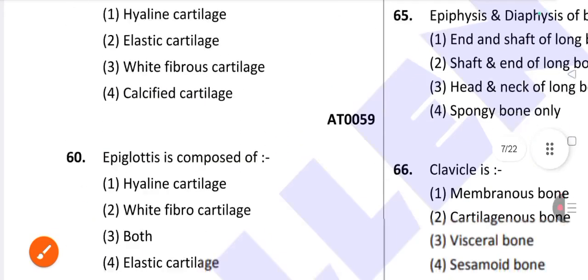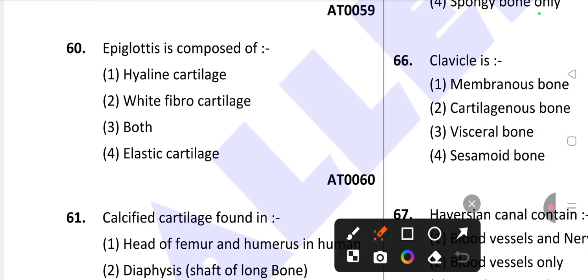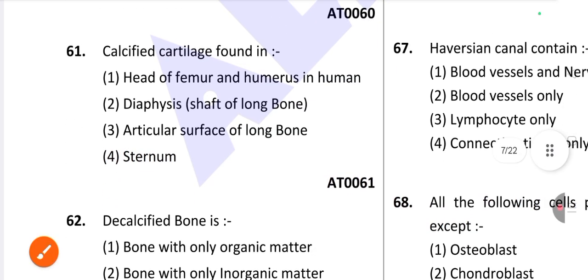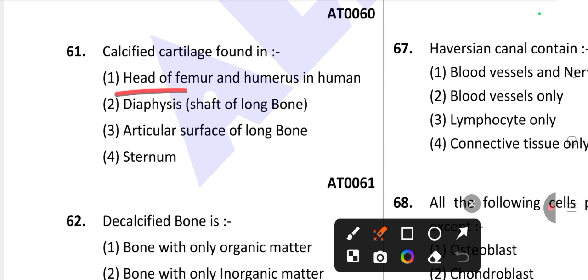Next, 60th question. Epiglottis is composed of. So what is epiglottis composed? We all know that is elastic cartilage. Next, 61st question. Calcified cartilage. It is found in, we can see it in the head and femur of the human. Head of femur and humerus in human.